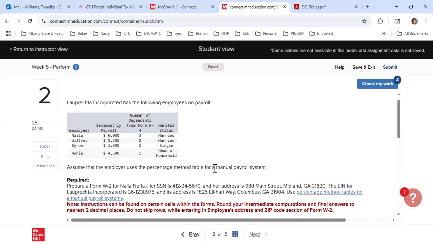Okay, so if you notice in the problem for this particular employee, they're on semi-monthly payroll. Semi-monthly payroll means there's a total of 24 pay periods for the year.